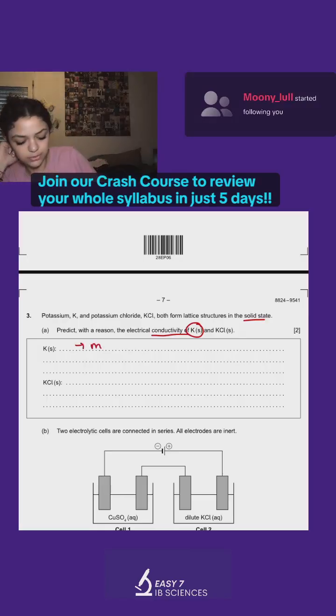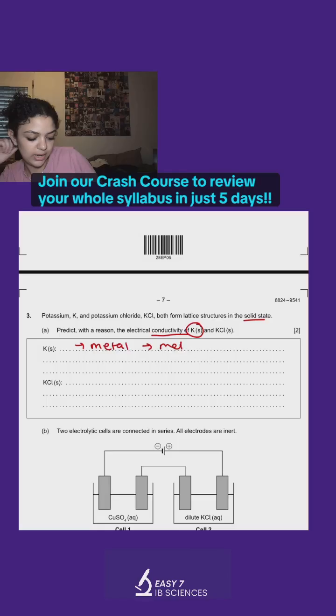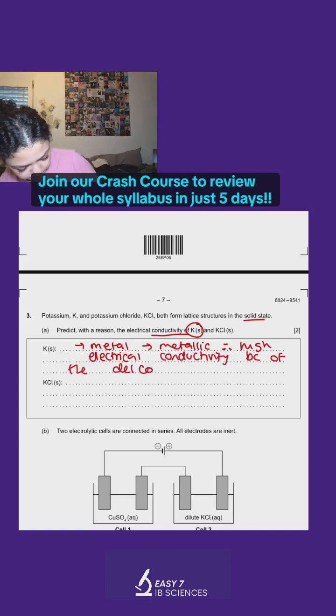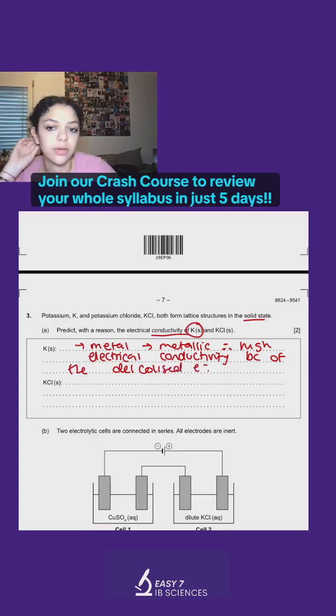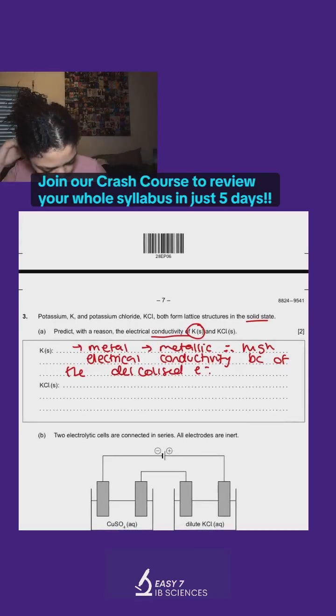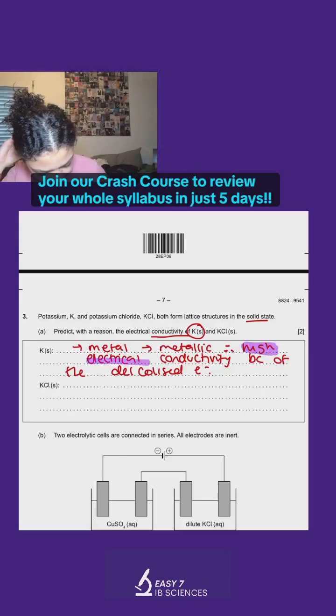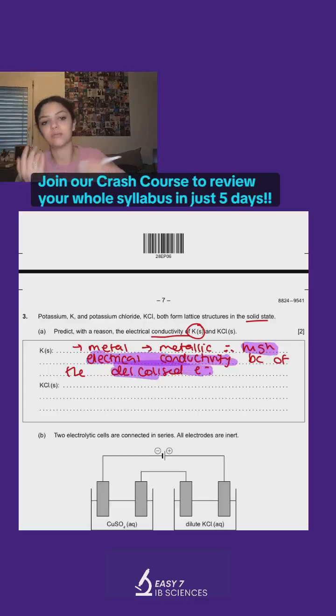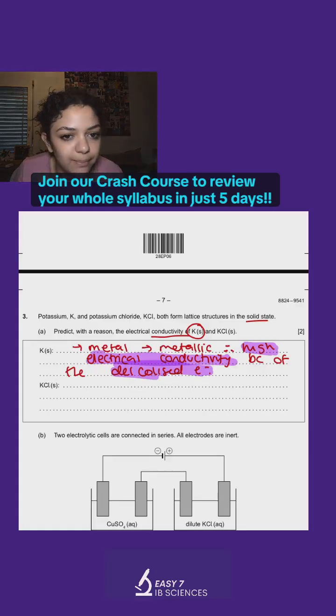The first one you say it's a metal, it has metallic bonding. Therefore, it will have high electrical conductivity because of the delocalized electrons. Okay? Now I'm going to highlight in red exactly what's supposed to be on the mark scheme. So high electroconductivity, delocalized electrons. Those are the two key things that they're looking for in the mark scheme. But of course, you're going to add a bit of fluff in your answer. So it makes sense.